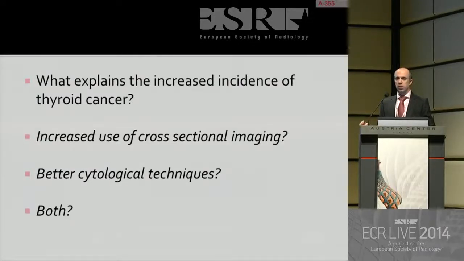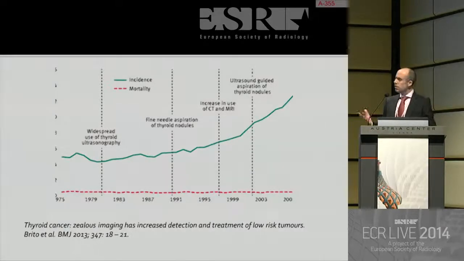Or, more likely, is it a combination of both, which is related to the increase in thyroid cancer? This is a nice graphic which was published in the British Medical Journal last year by Brito et al. from the Mayo Clinic. And this is from a paper looking at the over-investigation and treatment of thyroid cancer. And it's tried to draw an indirect correlation between the increase in use in CT and MRI, fine needle aspiration, and then finally ultrasound-guided aspiration of thyroid nodules, mirroring this increase in papillary thyroid cancer. So we may be detecting more and treating more indolent neoplasms.